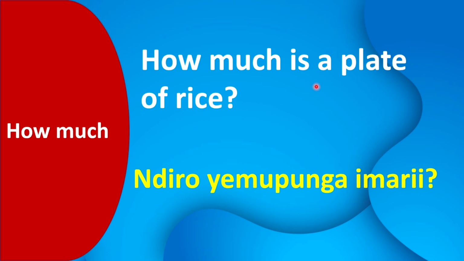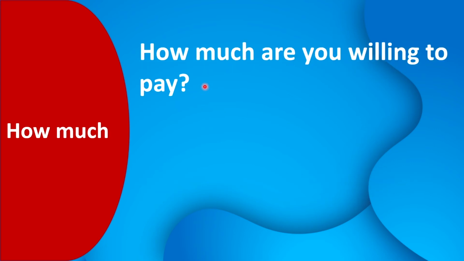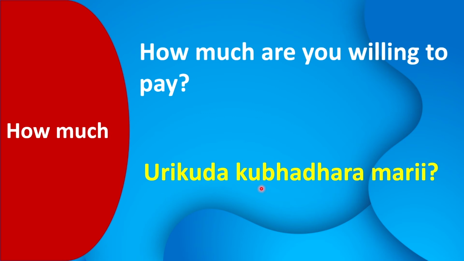Imari is, we are pointing to whatever that thing is that we are asking the price for. So let's do an example where we do not put this prefix E in front of Marie. How much are you willing to pay? When we translate this to Shona, urikuda kubadara Marie. In this case, we are not really pointing at the thing that we are talking about the price for. That's why we did not put that prefix E in front of Marie. So in this case, we're just putting Marie as it is because we do not have any E that is pointing to whatever the product is or whatever the thing that we're talking about the pricing for.